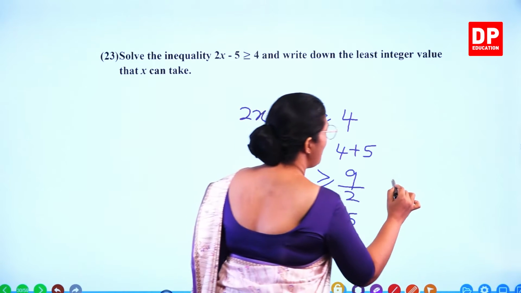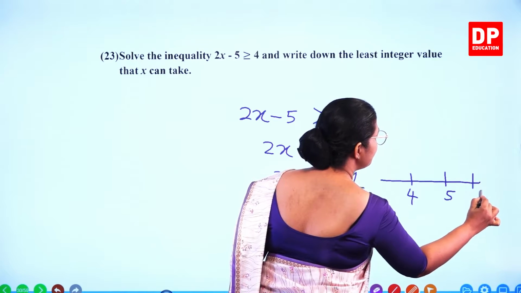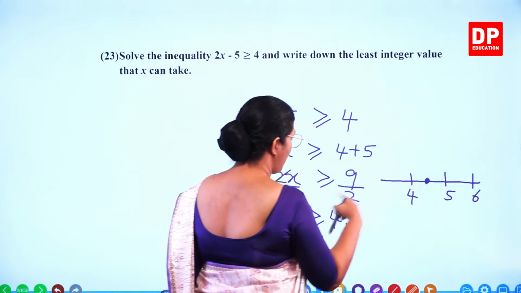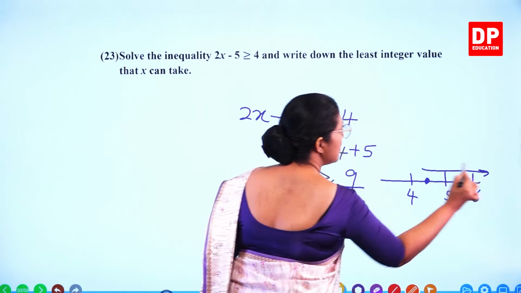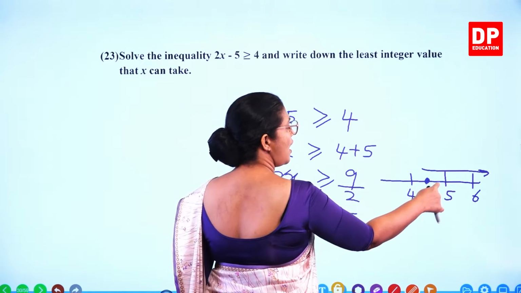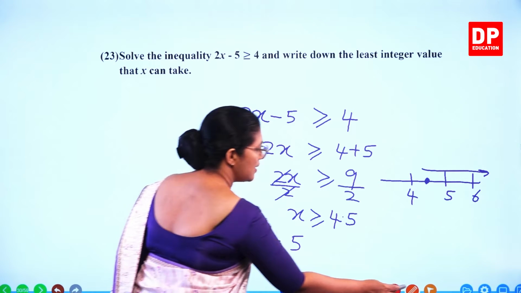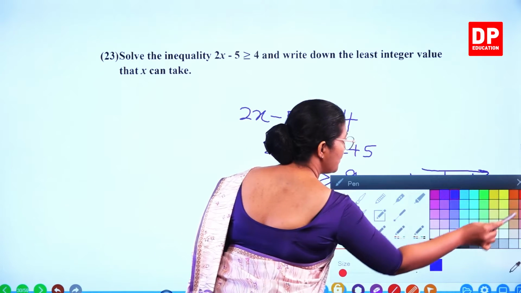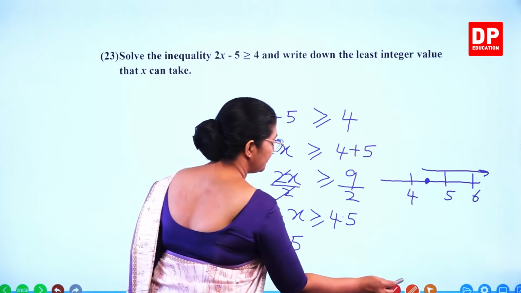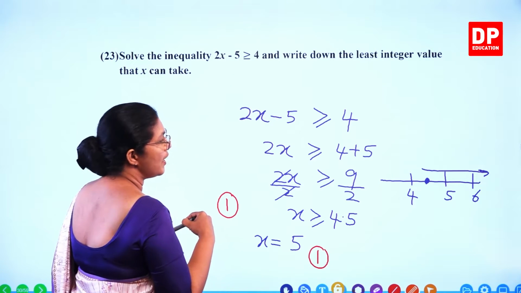So when you draw the number line, 4.5 is in between 4 and 5 and it's included. So this one, and greater than means to the right. Now what is the least integer you can take? Integer value is 5. So x should be 5. That's the lowest integer value. So you get 1 mark for that. 1 mark for this part, and identifying the value you get 1 mark.